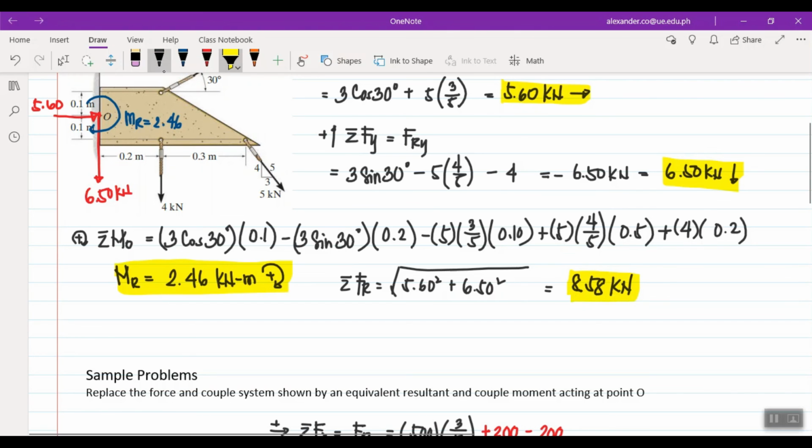Okay? Then also, ito, kung dito tinatanong yung theta. Okay, so y-axis, so opposite over adjacent. So it's 5.6 divided by 6.5. Okay. Computing na natin, total nandito na rin naman. 40.75.